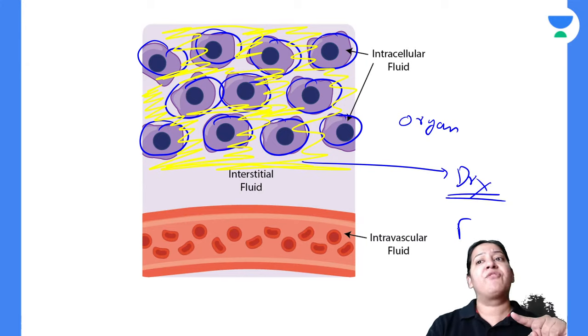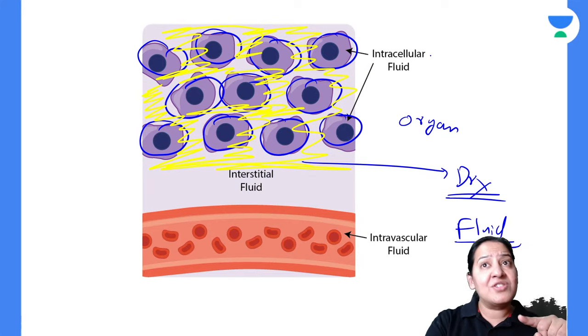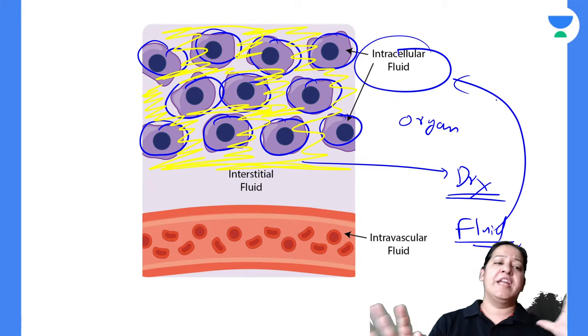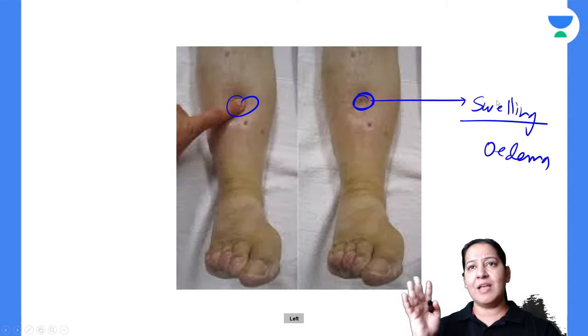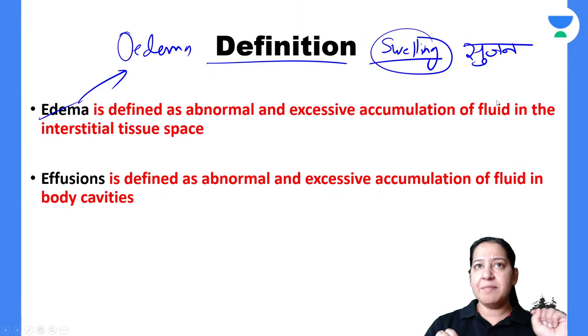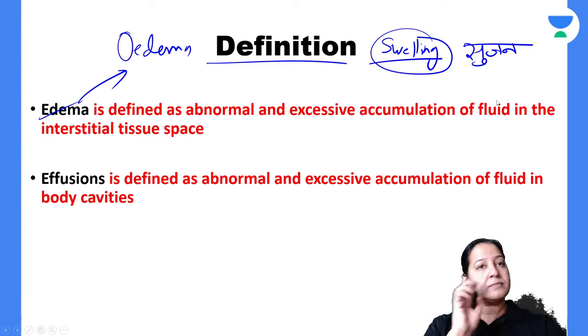But if there is fluid accumulation in the interstitial space, it will constitute edema. So there is edema in that organ. Give me a thumbs up. You got the definition. So what is edema? Define edema now. It's easy now.